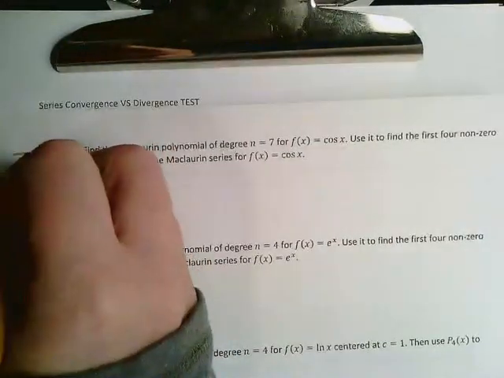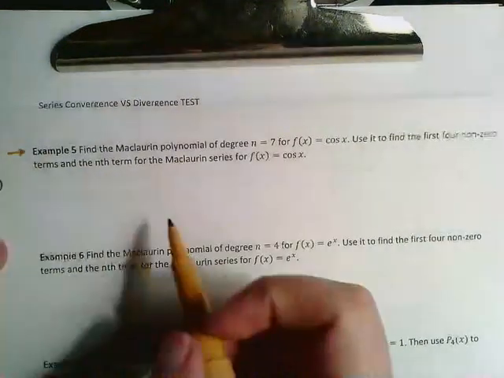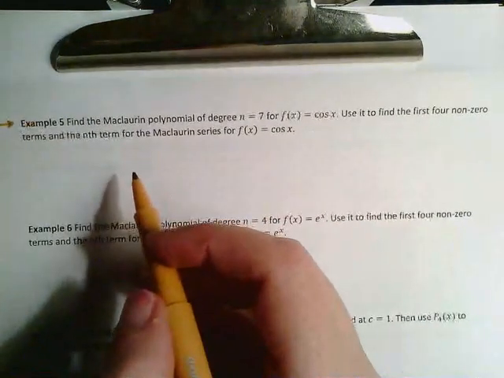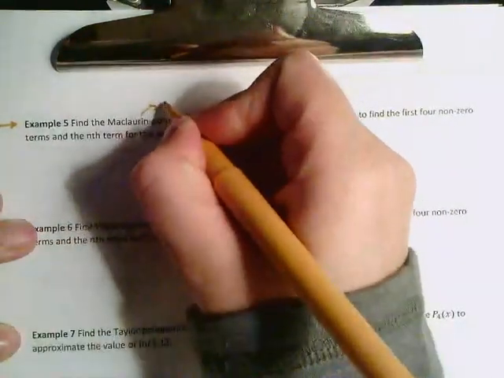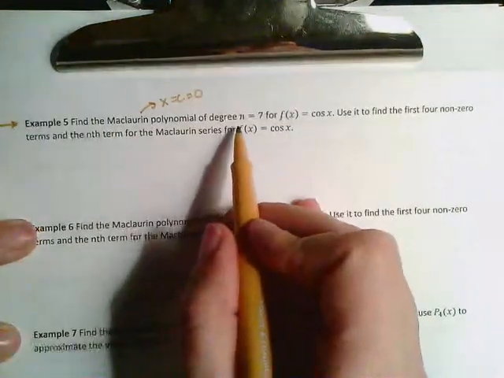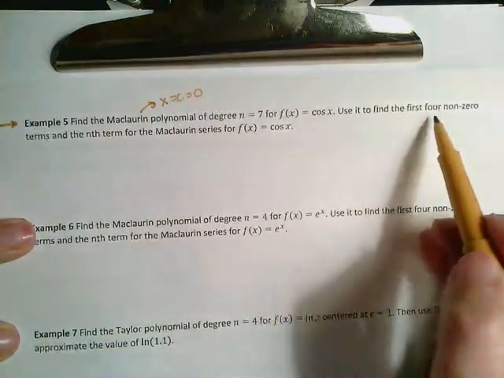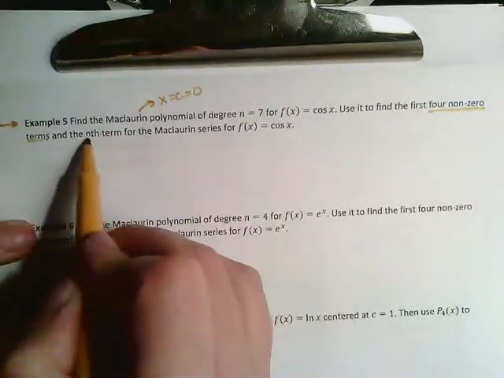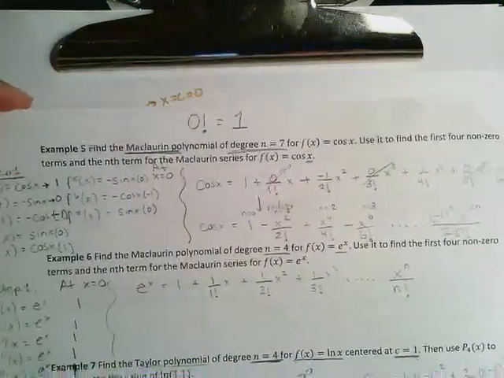I'm going to let you guys figure this one out. I can show you my work for it, but you should possibly pause, and you're going to find the Maclaurin series. So we know that x, which is c, is going to equal 0, of degree n equals 7 for f of x equals cosine of x. And then use it to find the first 4 non-zero terms, and then use it to find the nth term of the Maclaurin series.